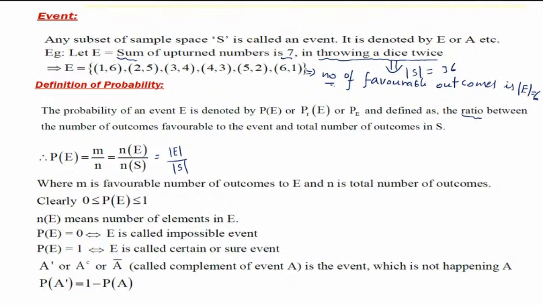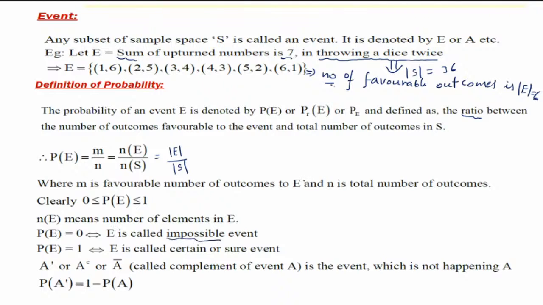So what is the probability of the event sum is 7 in the above example? 6 by 36, that is 1 by 6, which is greater than 0, less than 1. Sometimes probability 0, probability 1. Now, N of E means number of elements in E. When probability of event E is equal to 0, such an event is called impossible event.